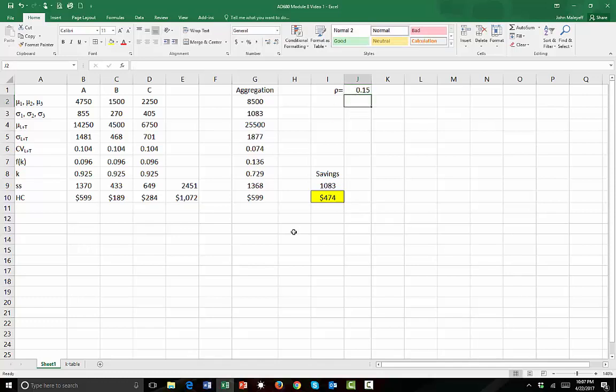And so that's how we analyzed the centralized system and compared it with the decentralized system.